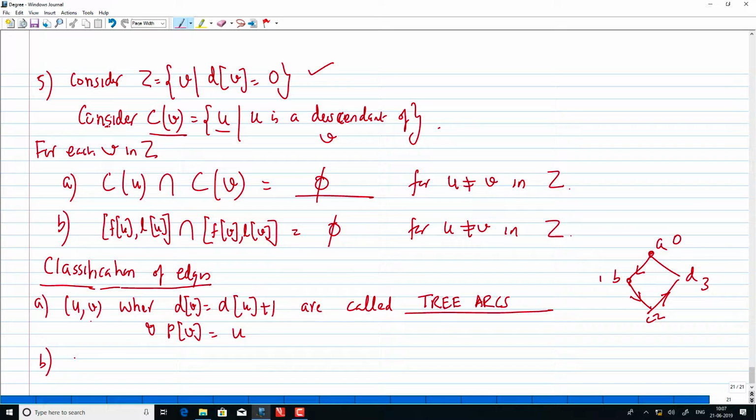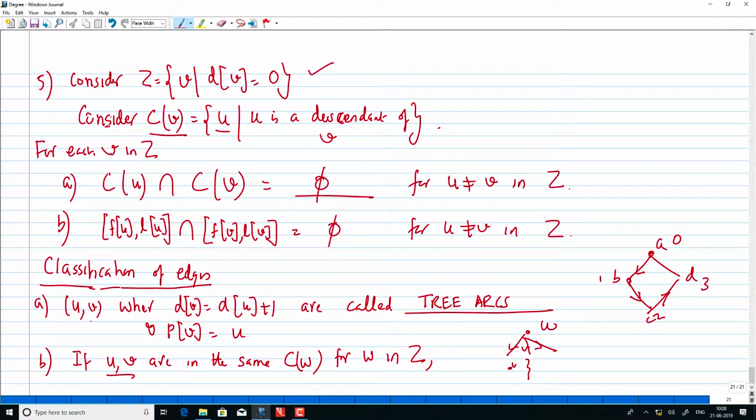right. So one more thing, if U and V are in the same C of W, for W in Z. So what is the picture? Here is W, and you have done all kinds of traversal. These are all the tree arcs, right, and so on. I am looking at one pair, U and V, right? Such that V is a descendant of U and VU is an edge. So what do I mean by this picture?